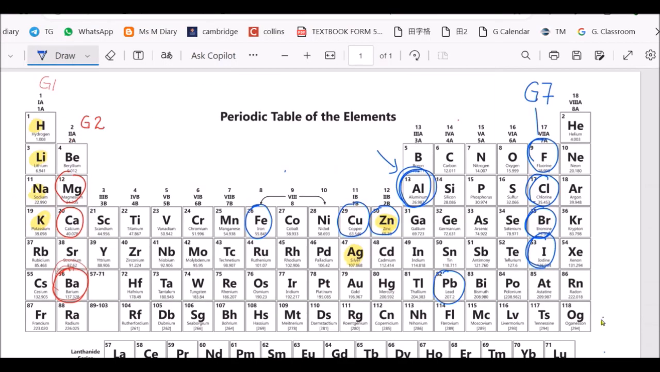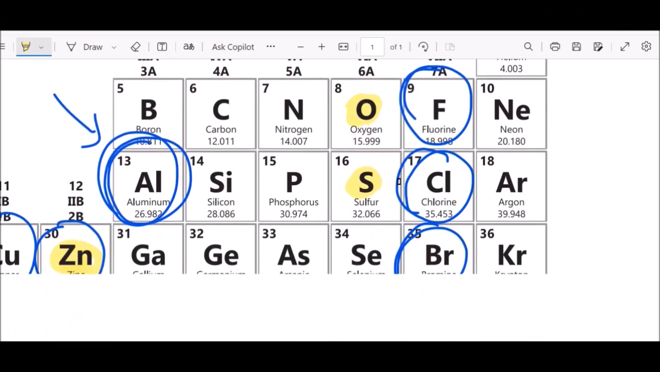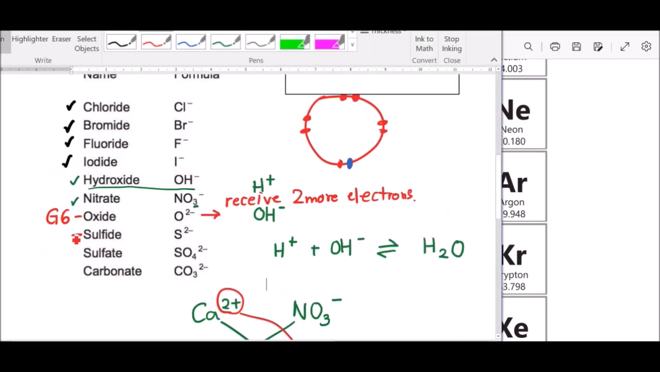Yes, it shows that the sulfur ion, as you can see here, oxygen belongs to group 6. It shows that the oxygen and sulfur, they have the same charge, which are -2. So this is also because they belong to group number 6.